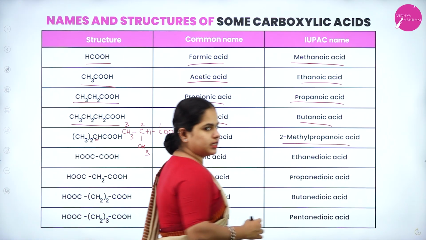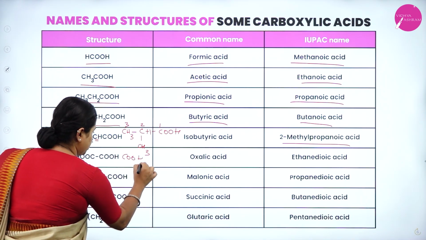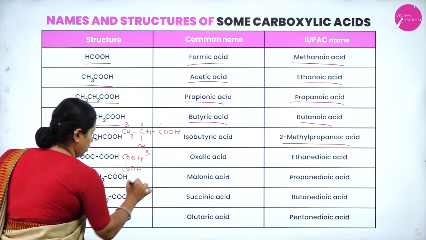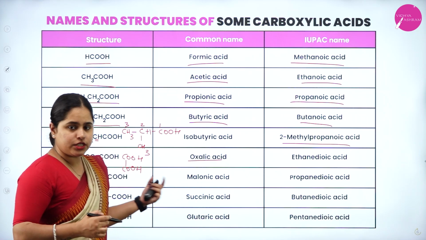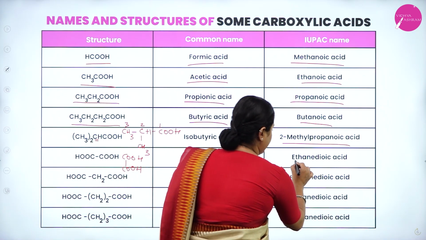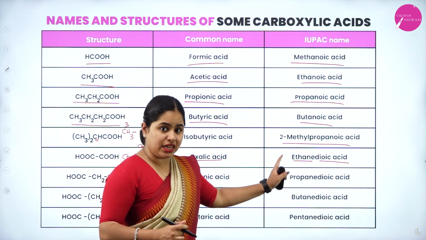So it is going to be 2-methylpropanoic acid. Clear? The next one is HOOC-COOH. So you have two carboxylic groups here. The common name is oxalic acid, and the IUPAC name is ethanedioic acid. So here you don't have to replace that E.